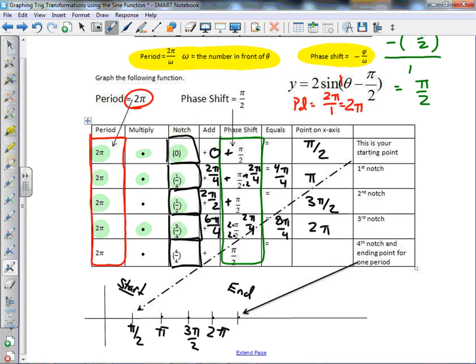Now, lastly, I have 2 pi times 4 over 4, which gives me 2 times 4, which is 8 pi over 4, plus pi over 2, so multiply by 2 and 2, so I get 2 pi over 4, and I get 10 pi over 4, which is 5 pi over 2.